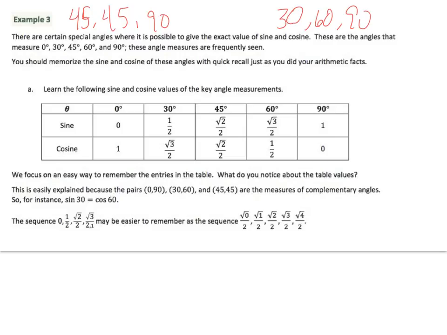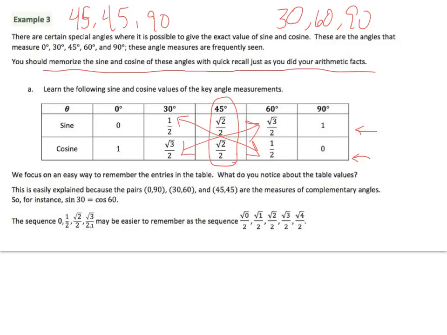Where were we? You should memorize the sine and cosine of these angles with a quick recall, just as you did your arithmetic facts. Learn the following sine and cosine values of key angle measurements. We focus on an easy way to remember the entries in the table. What do you notice about the table values? If you look at sine and cosine, the denominators are all 2. With the 45, they're square root of 2 over 2. With the 30 and the 60, they flip back and forth between sine and cosine.